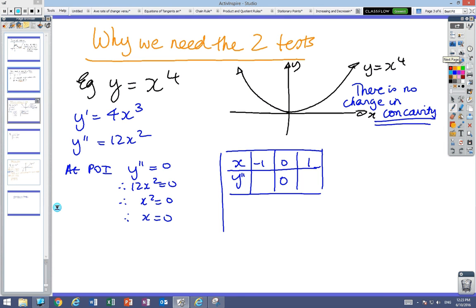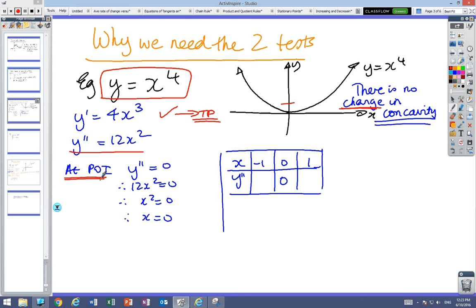So why do we need two tests? Well, let's have a look at a case where there's no change in concavity. So for instance, if I sketch y equals x^4 on Desmos, I get a fat looking sort of parabola shape, and there is a concavity, but there's no change in concavity. And let's see what happens. So y dash equals 4x cubed, which will help me find the turning point. Okay, I don't worry about that. Y double dash is 12x squared.